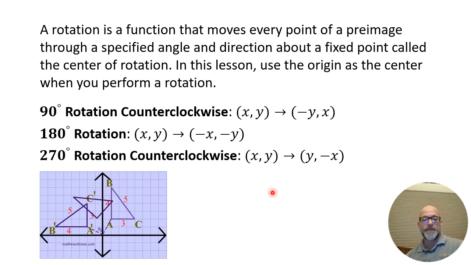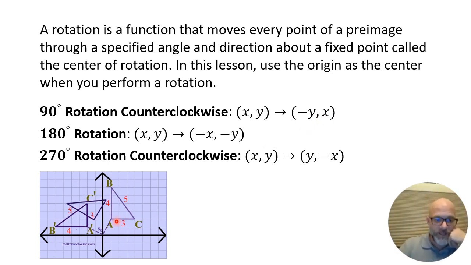Let's look right here. This is what type of rotation? Is it clockwise or counterclockwise? It is counterclockwise. How many degrees? About this angle. It's a 90 degree rotation counterclockwise. So this formula here, the 90 degree rotation counterclockwise, XY maps to negative YX should hold. Let's see if it does.